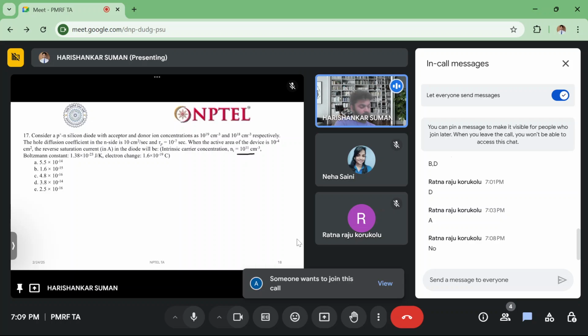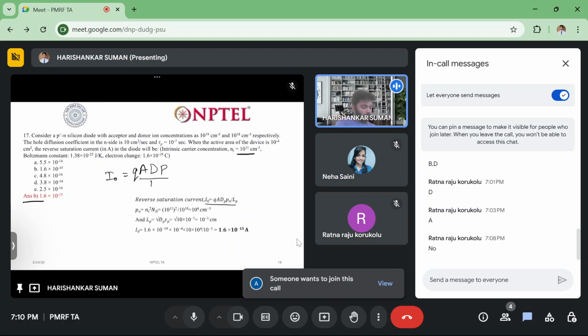These are the intrinsic carrier concentration and constant factors: Boltzmann constant and electric charge. These are the options. So the answer is B. Let's discuss. I naught is the reverse saturation current, equal to Q times the area of the device, the diffusion coefficient and the concentration of the respective carriers, divided by the diffusion length.